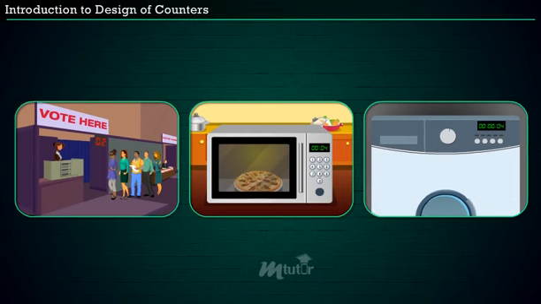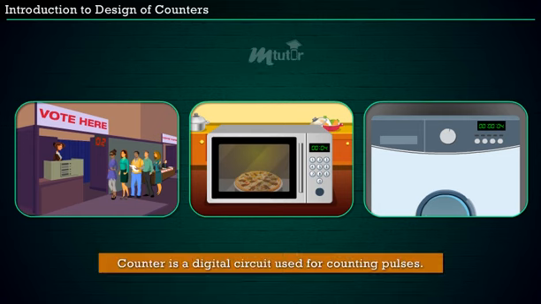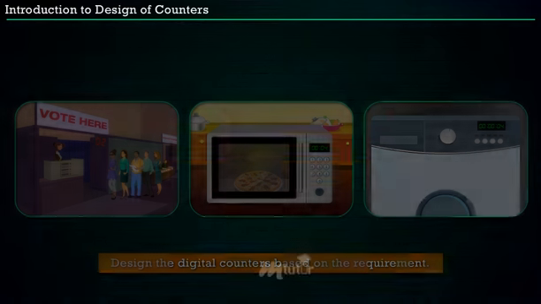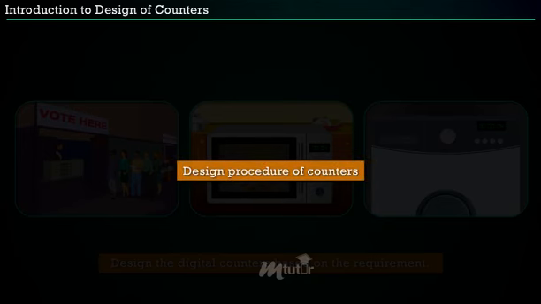In all these scenarios, there is either a decrease or increase in the number displayed. These are operations which are done with the help of counters. Counter is a digital circuit which is used for counting pulses. In order to fit in these applications, we have to design the digital counters based on the requirement. Come on, let's discuss the design procedure of counters in this lesson.